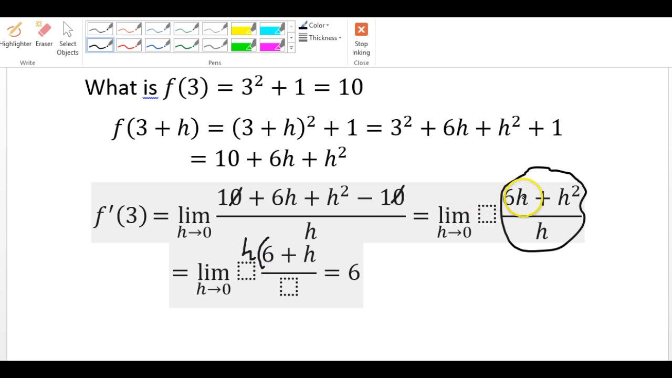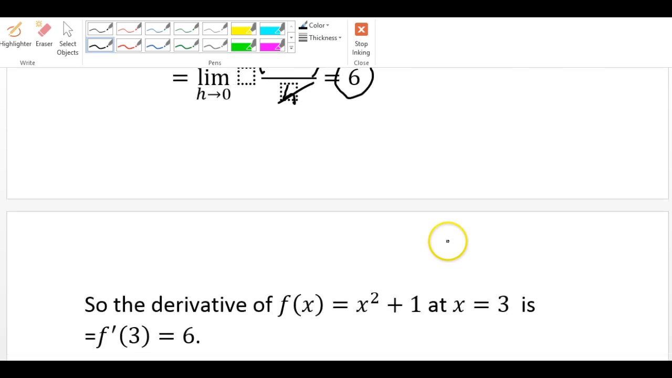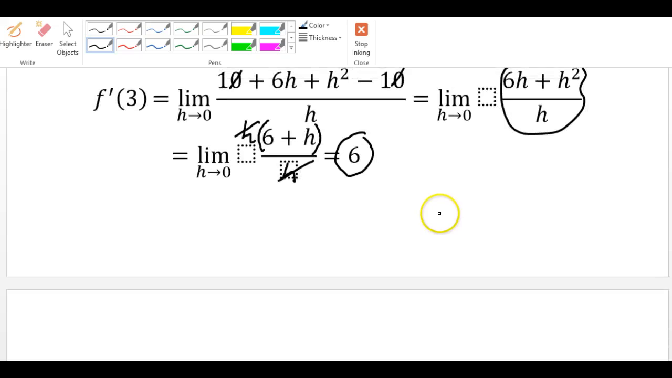if you take the h out from this, you get 6 plus h, and then you have an h at the bottom. And then this h will cancel off with this h, and then you have 6 plus h. Now that's a polynomial, so now you can plug in h equals 0 and you get the answer as 6.